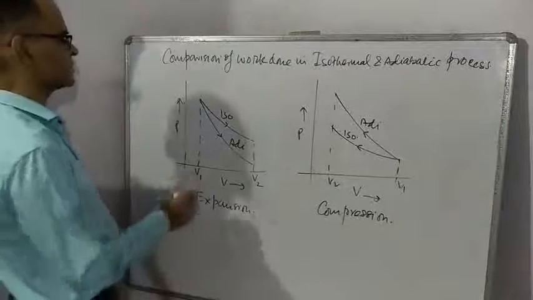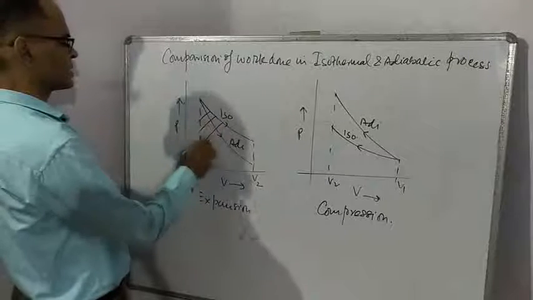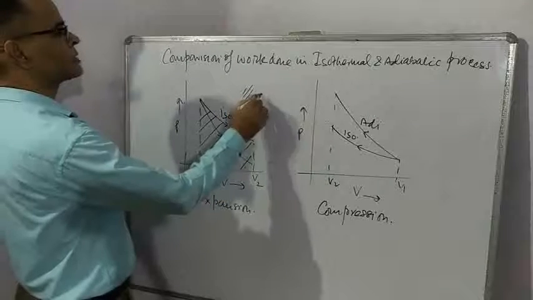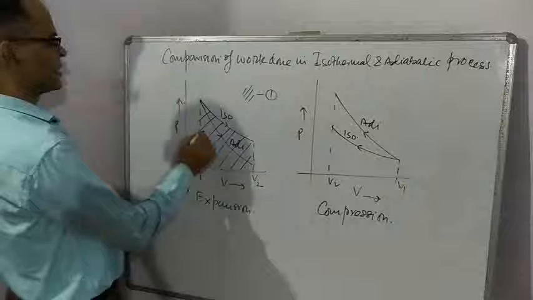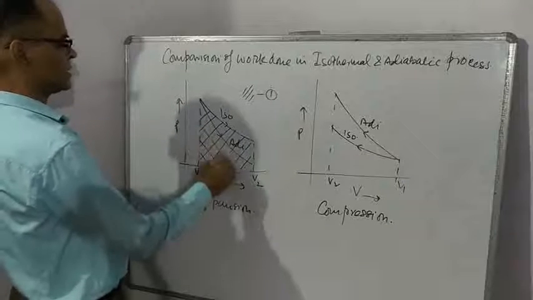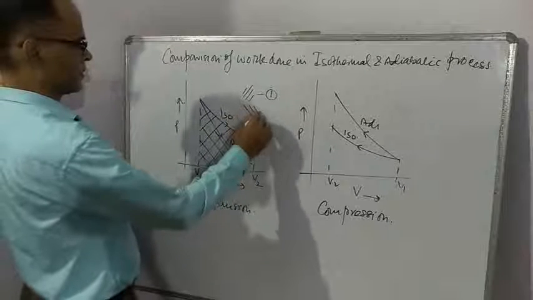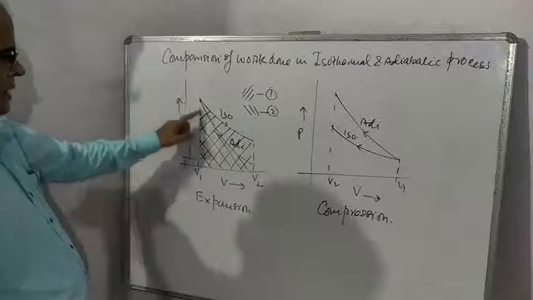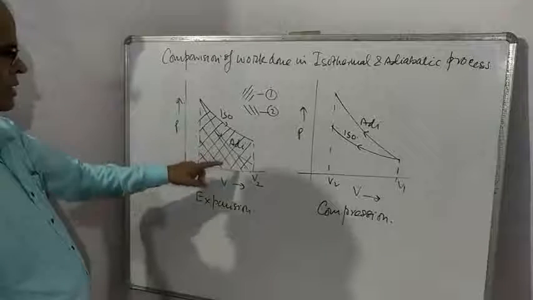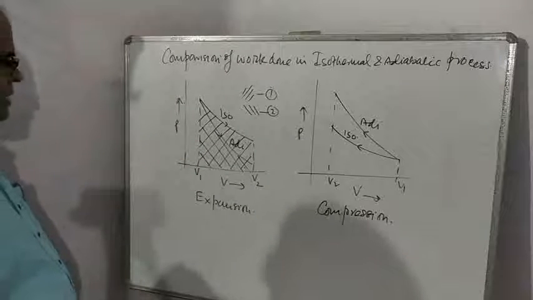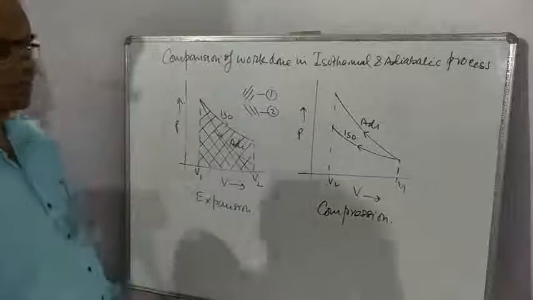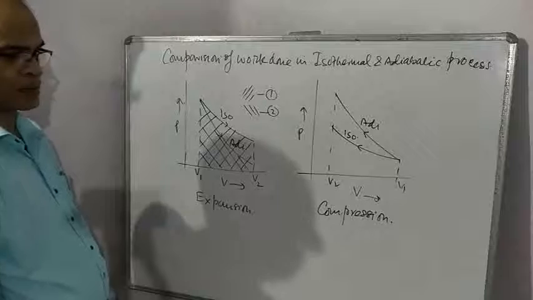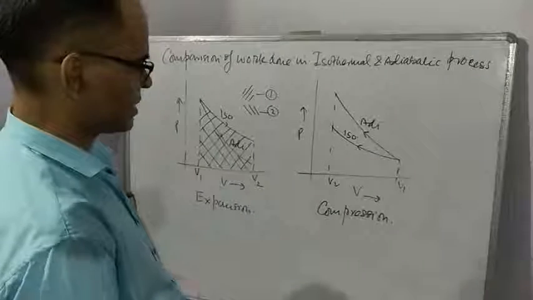So during expansion, work done in the isothermal process is given by this area, area 1, and work done in the adiabatic process is given by this area, area number 2. Very clearly, area 1 is more than area 2. It means during expansion, for the same change in volume, work done in the isothermal process is more than work done in the adiabatic process. By the same logic, we understand compression.